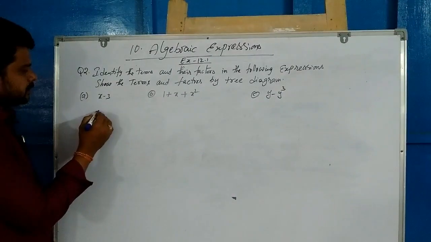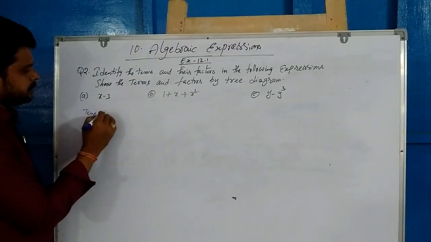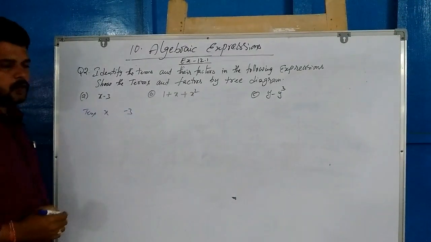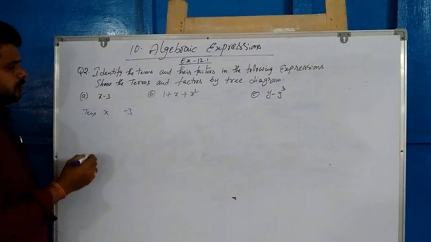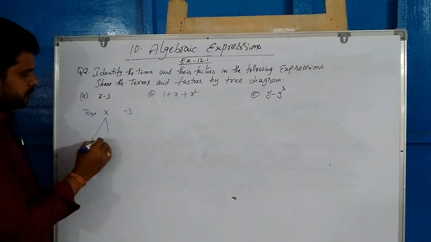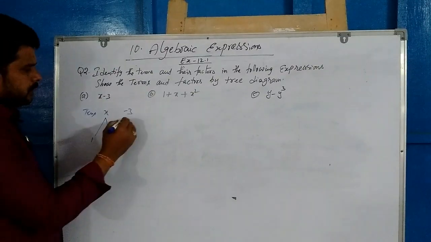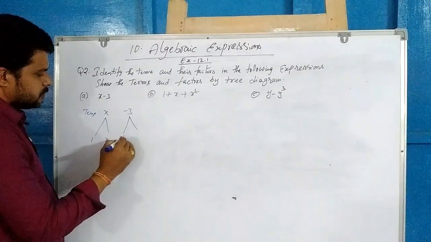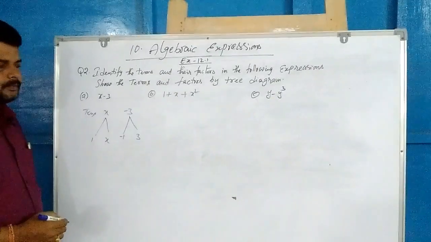So, what are the terms? x and minus 3. In the x, what are the factors? x is multiplied with 1 and x. And 3 is also multiplied, with minus 1 and 3.